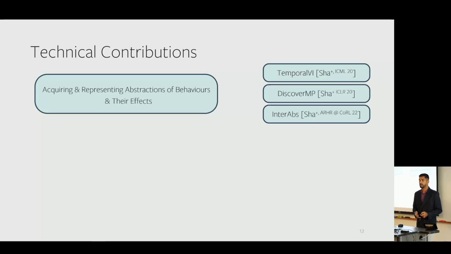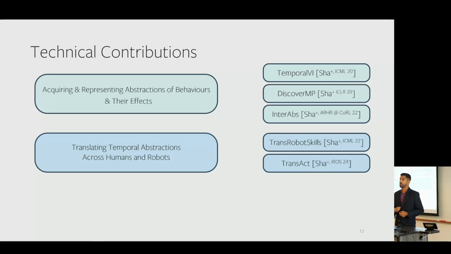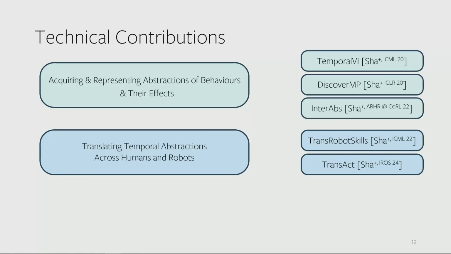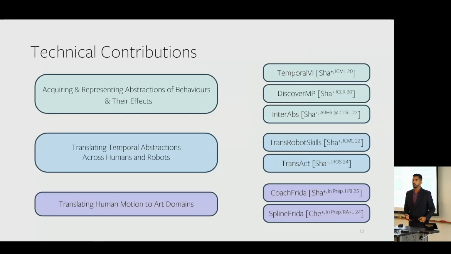I'll then also discuss how we can acquire representations of the effects of these behaviors on their environment. And then I will shift gears into talking about how you can translate these abstractions across humans and robots. And for this, I will briefly present one work that introduces this problem setting, and then go into more detail about another work that addresses this more comprehensively. Finally, I will end with some ideas on how you can take some of these concepts and apply them to this idea of translating human motion to art domains.